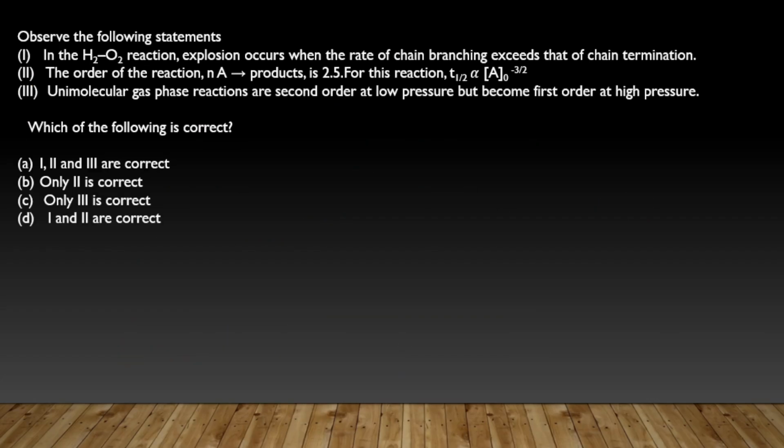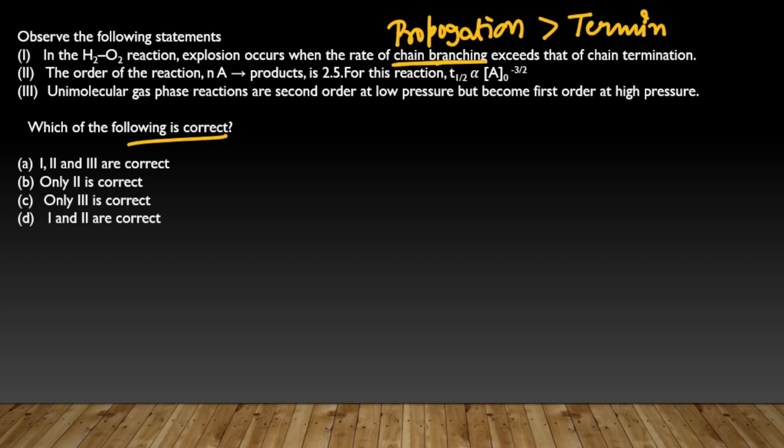Okay. The next one you have is this. It says observe the following statements. Out of these three, we have to tell which one is the correct one. In the H2O2 reaction, explosion occurs when the rate of branching exceeds the rate of termination, which means the rate of branching, the propagation step that is involved, is more as compared to the termination.